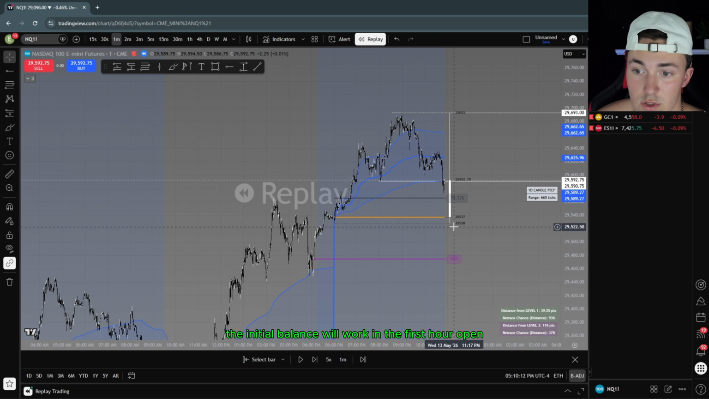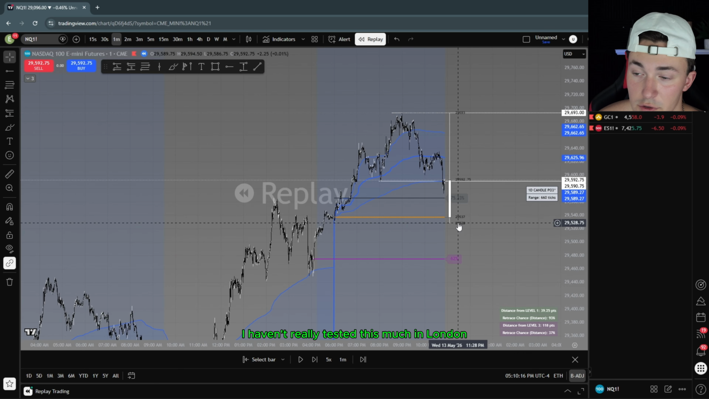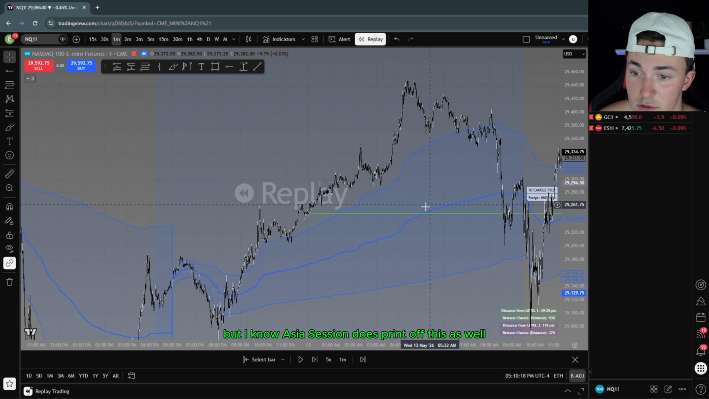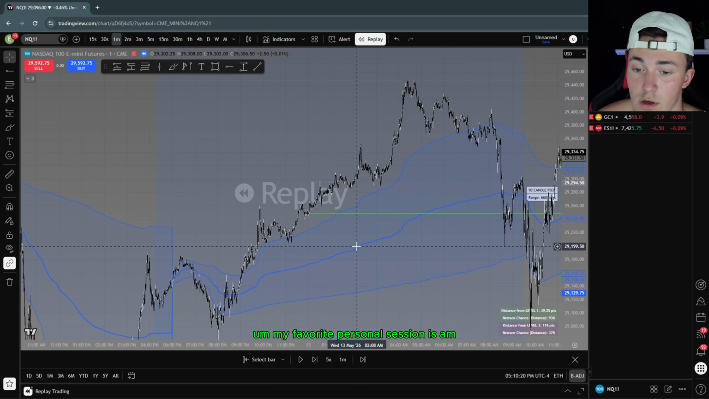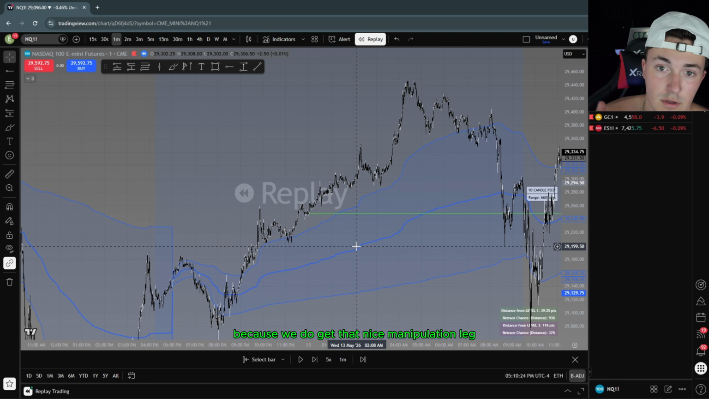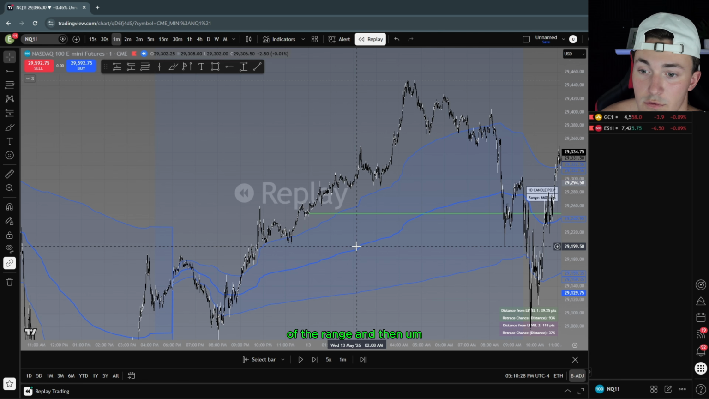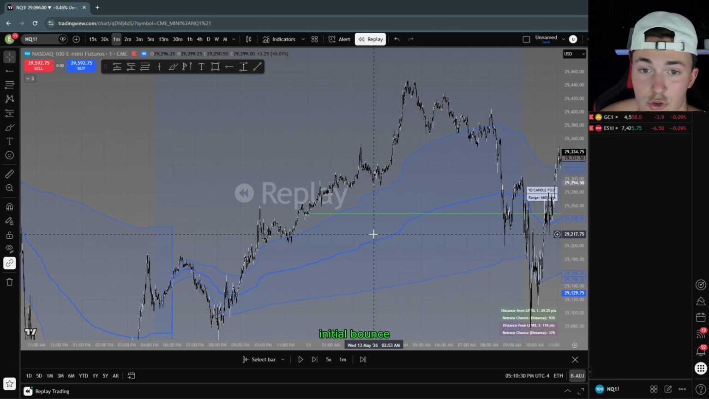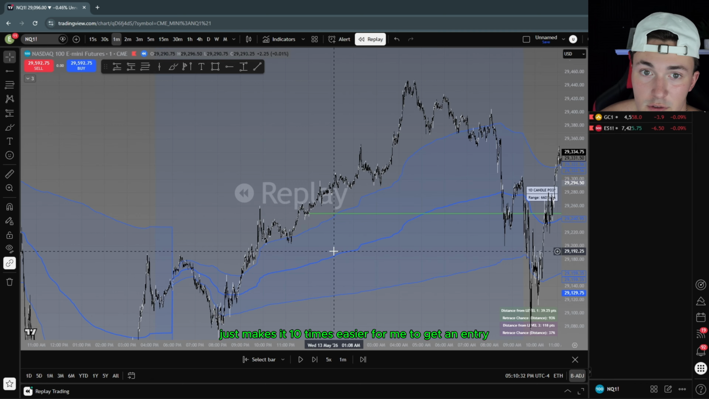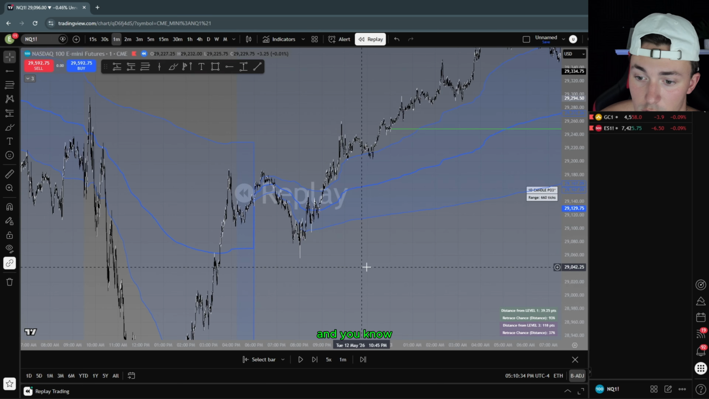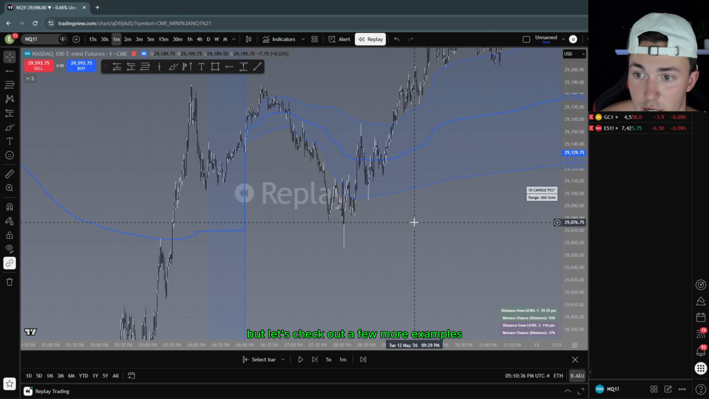The initial balance will work in the first hour open. I haven't really tested this much in London, but I know Asia session does print off this as well. My favorite personal session is AM because we do get that nice manipulation leg, and then we typically have a pullback into OTE of the range, and then initial balance just makes it 10 times easier for me to get an entry and move forward from there. But let's check out a few more examples.